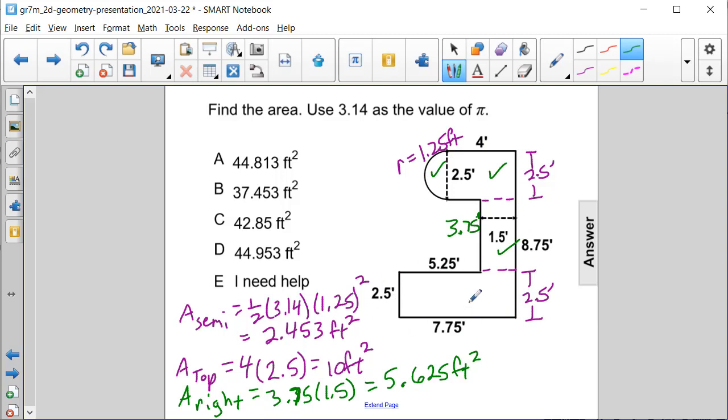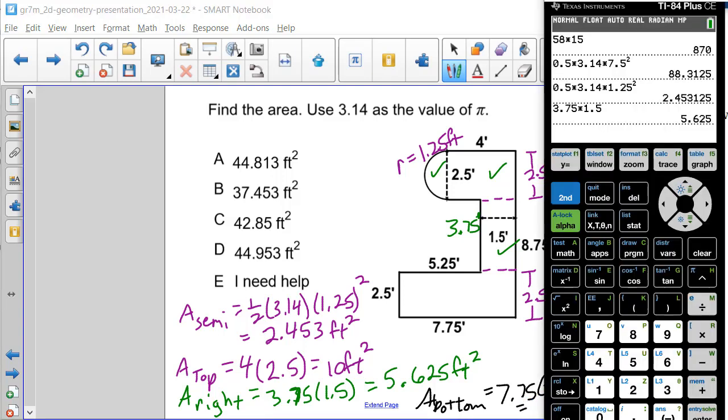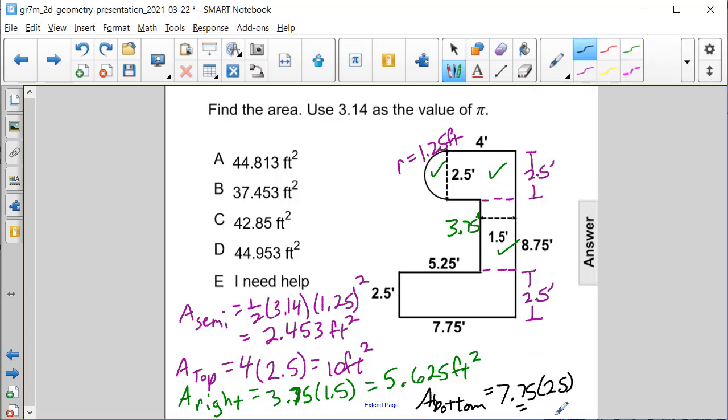Now we have this bottom rectangle. So the area of the bottom is going to be, the length is 7.75 times 2.5. That's 19.375, or 375 thousandths square feet.